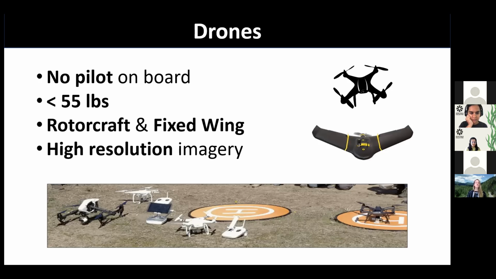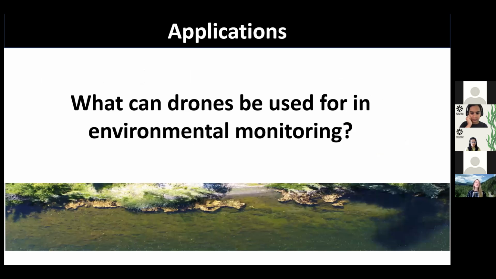And one of the largest benefits of drone imagery is that it has very high resolution and you can see what satellites cannot. So what do you all think drones can be used for in environmental monitoring? And I want to open this up to the group, so feel free to type this into the chat if you have any ideas. It doesn't have to pertain just to algal bloom monitoring. You can get creative with it.